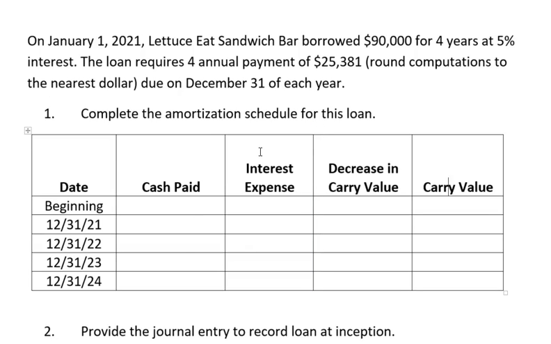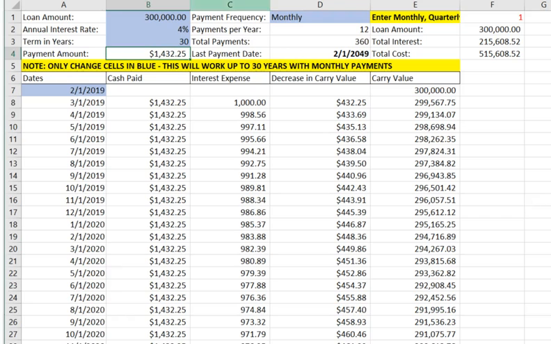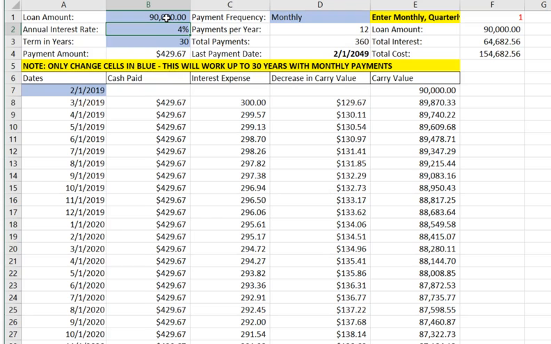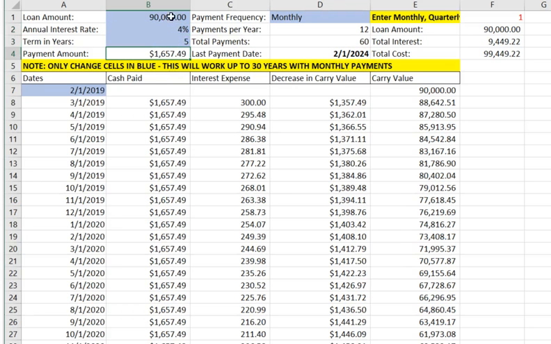So when we look at this, let's see, how did they get that payment? Well, I've got a little Excel spreadsheet that I use quite often. We borrow $90,000 at 5% for 4 years, and our payment is annual.